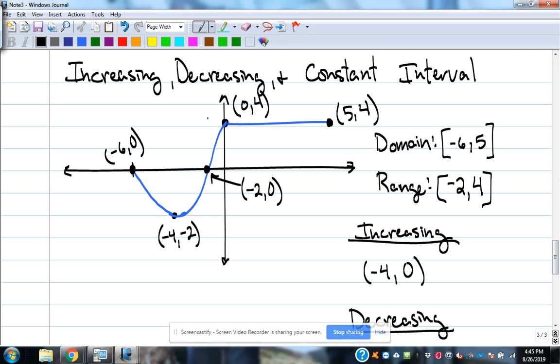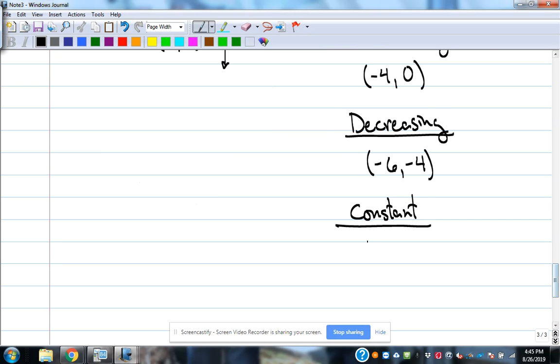Where does it start being constant, flat? 0 and all the way up to 5, and that's where it stops. 0, 5. And again, we'll just use parentheses there. We stop the graph. We don't know where it goes after that.